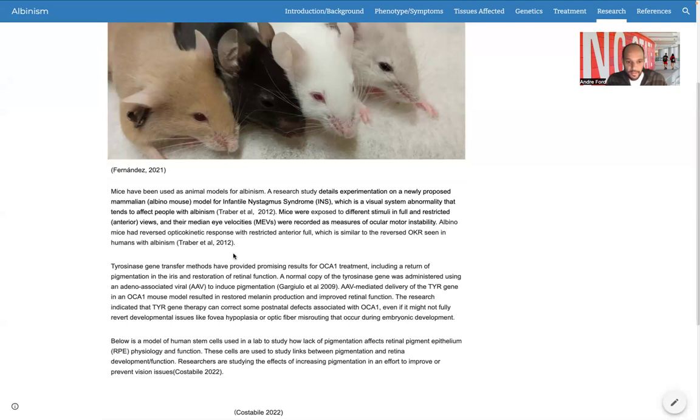And they had fairly promising results, although it might not correct completely. Fovea hypoplasia will not get a new fovea put there, or untangle and fix the optic routing through the chiasm, but it can improve some conditions.